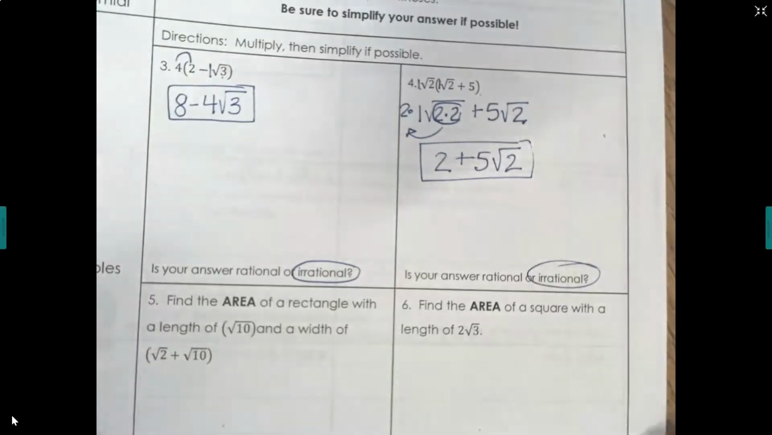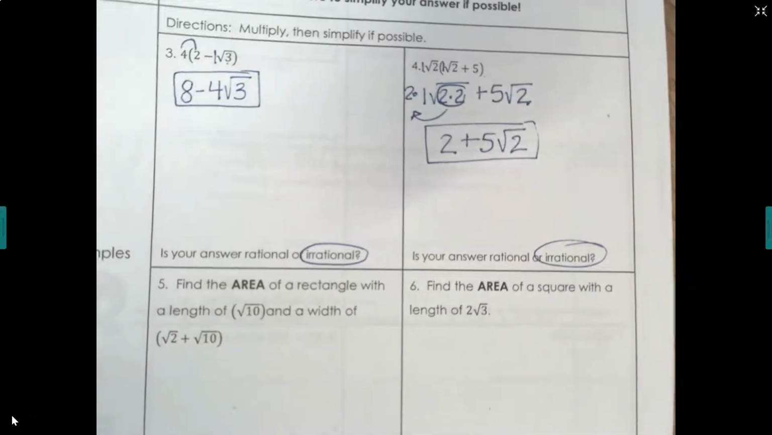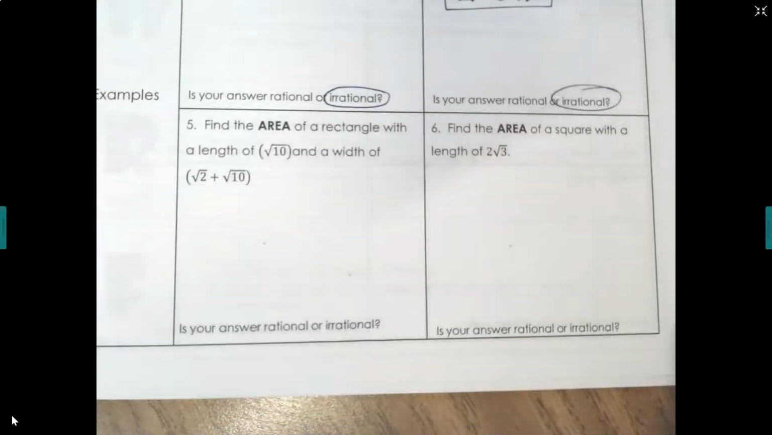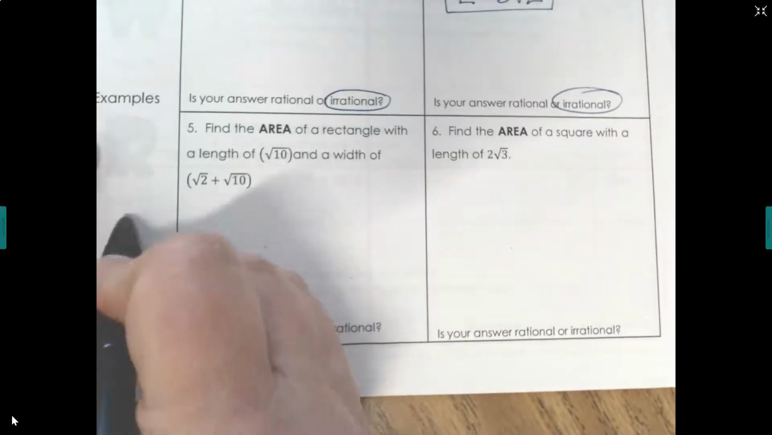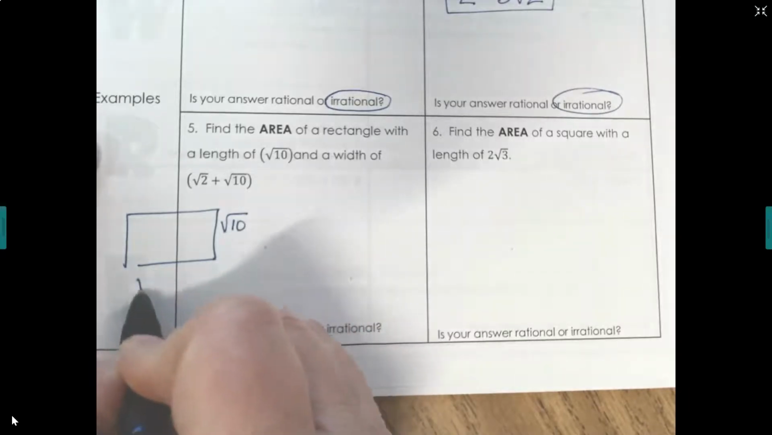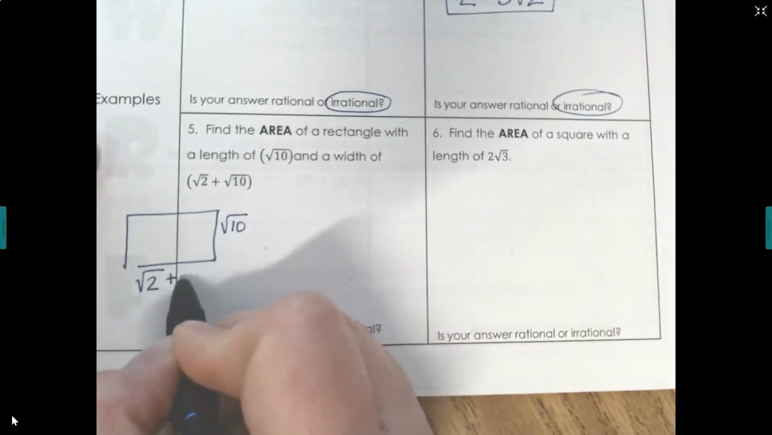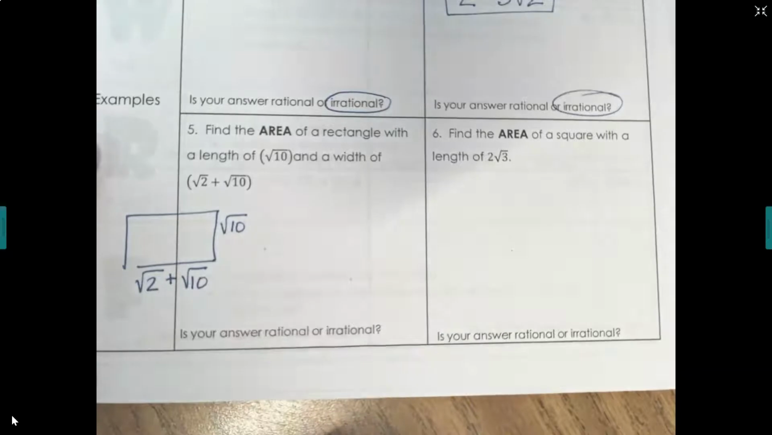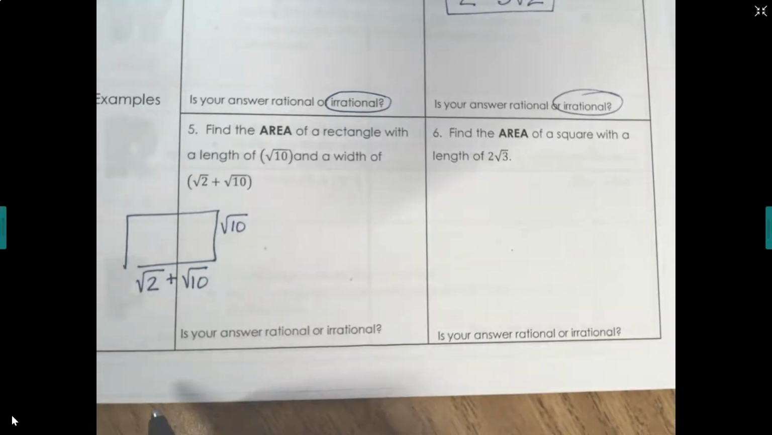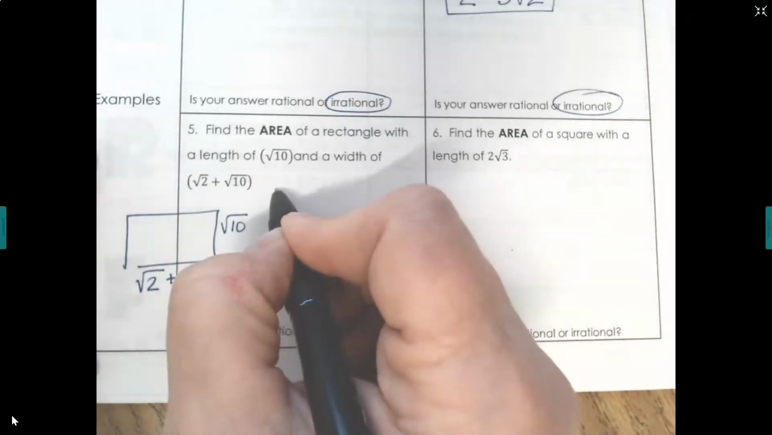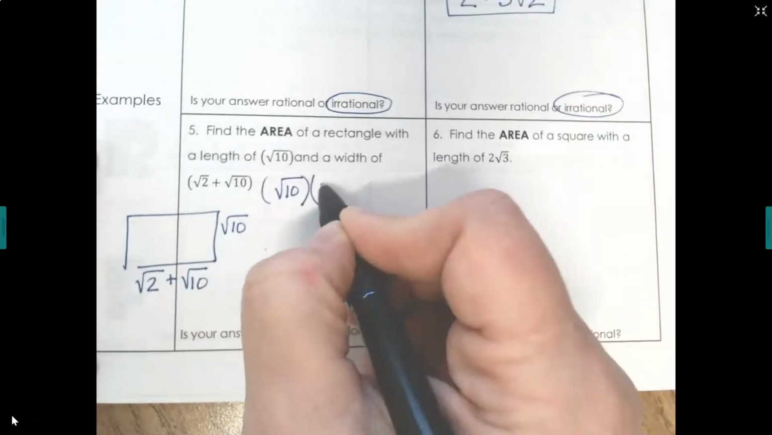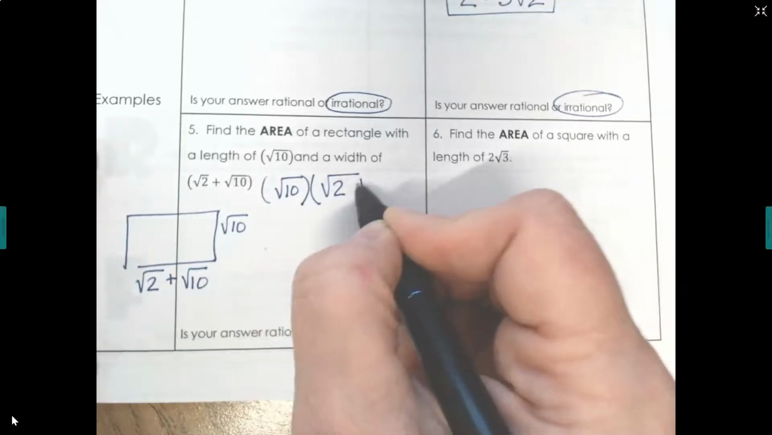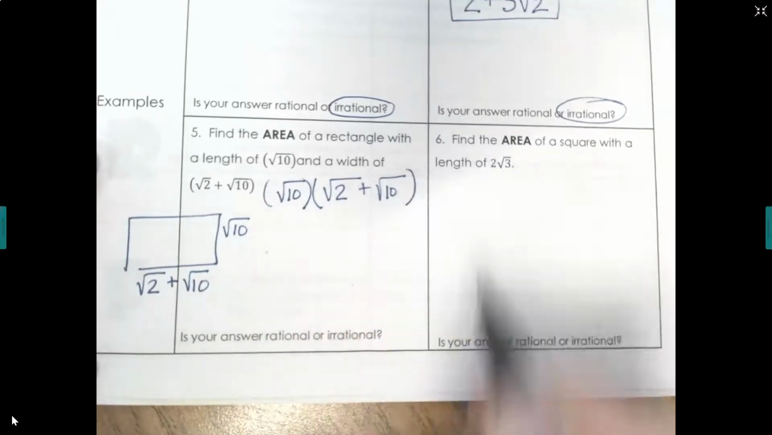It's irrational. Alright, so we can apply the same rule to finding area also. So find the area of a rectangle. I like to draw pictures when they tell me that it has a side length of square root of 10, and then another side length that's square root of 2 plus square root of 10. Remember, when we're finding area, it's length times width. Usually you do better if you put the single term up front: square root of 10 times the square root of 2 plus the square root of 10.